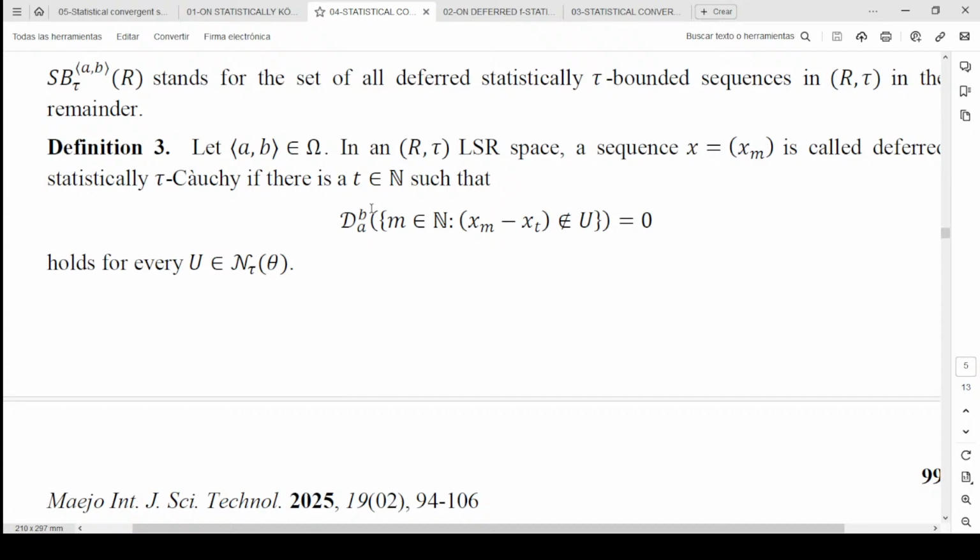Here we give a more generalized equivalent of Cauchyness of a sequence in a locally solid Riesz space. We say that a sequence in a locally solid Riesz space R is called deferred statistically tau Cauchy if there is a number T from the natural numbers such that the density of the inserted set is 0, for every neighborhood of 0.